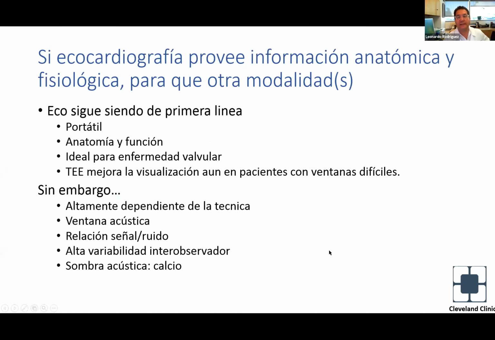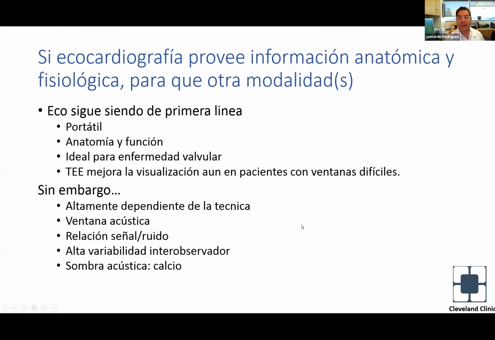¿Por qué entonces necesitamos otra metodología? El eco, sin duda alguna, sigue siendo el caballito de batalla y la primera modalidad para diagnosticar a estos pacientes. Tiene muchas ventajas que ustedes conocen. Es portátil, lo podemos llevar a cualquier parte del hospital. Nos permite ver la anatomía y función de la válvula. Es ideal también para ver otras válvulas asociadas, como la válvula mitral o la enfermedad tricuspídea. Y si a estos pacientes les hacemos eco transesofágico, podemos valorar todo esto mucho mejor.